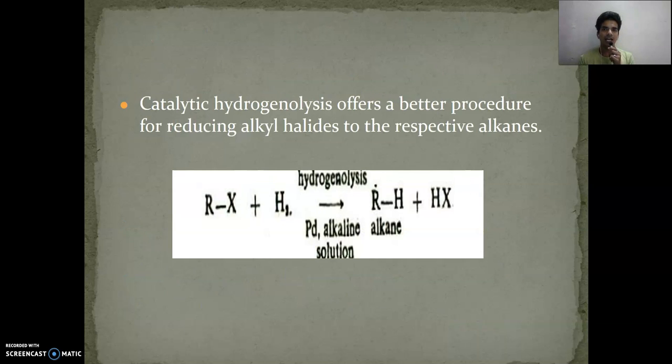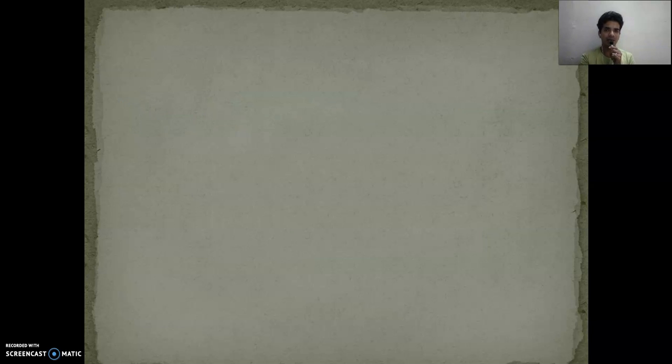Then catalytic hydrogenation offers a better procedure for reducing the alkyl halide to the respective alkane, that is, hydrogenation in the presence of palladium in alkaline solution, it will give the alkane.